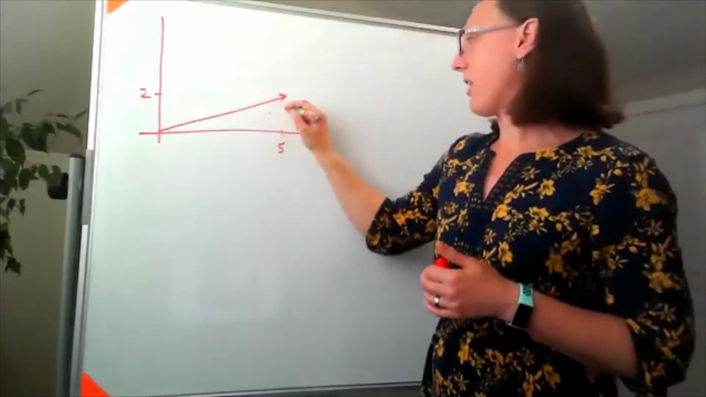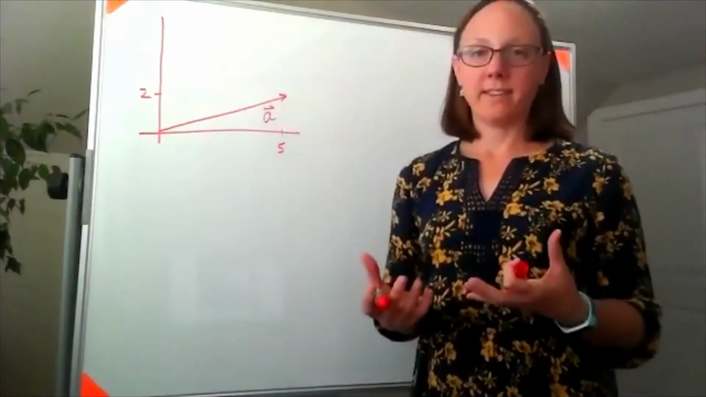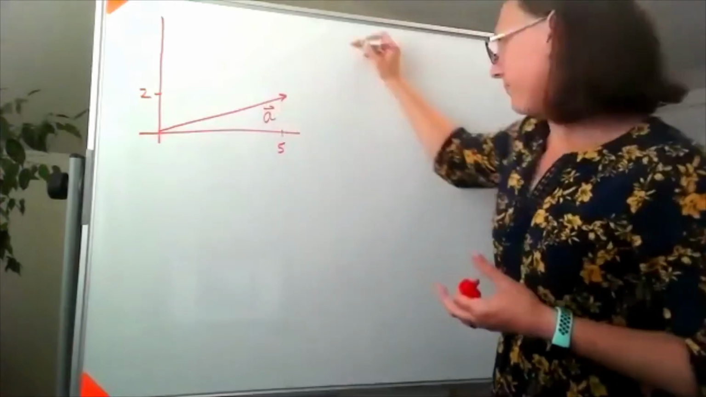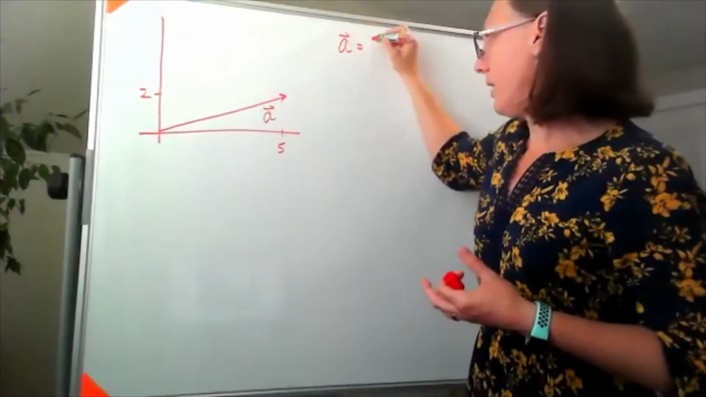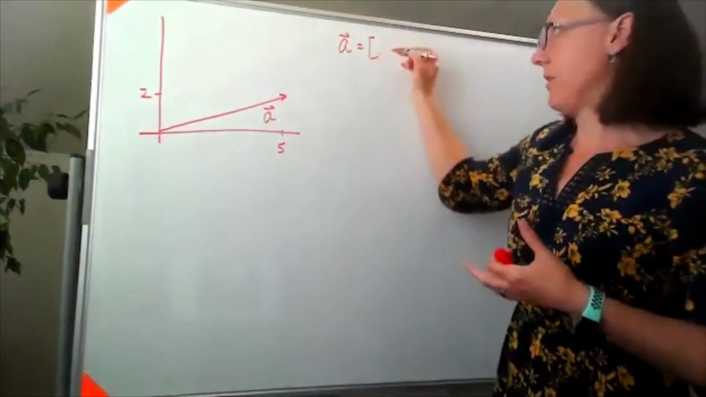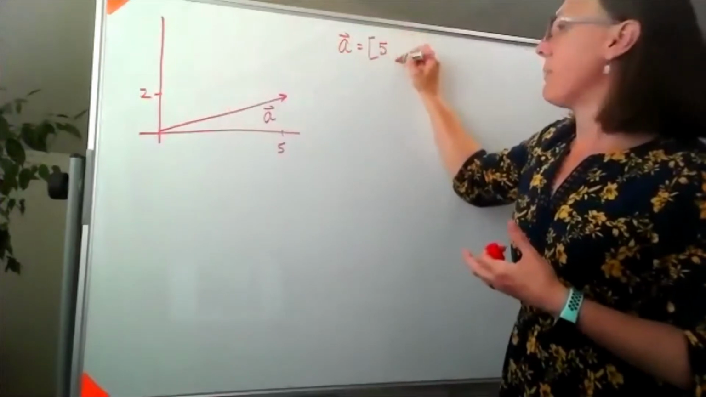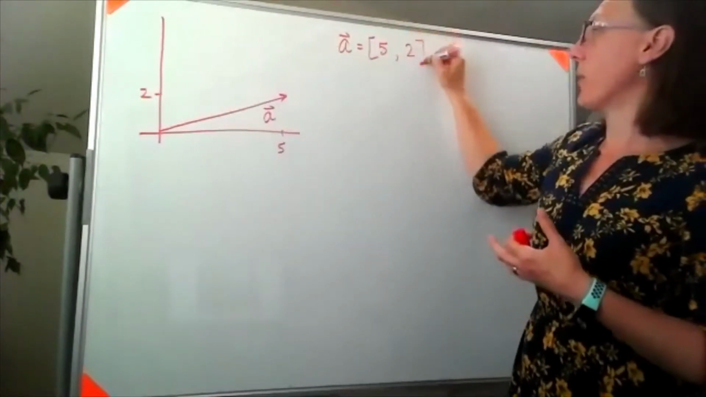So if this is my vector A, there are a couple of different ways that I can represent that vector. I can write it as a row vector, meaning my first element is how far we came to the right, and my second element is how far we went up.